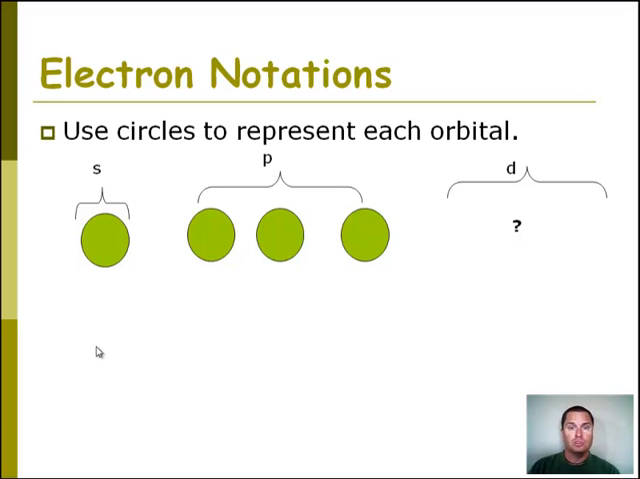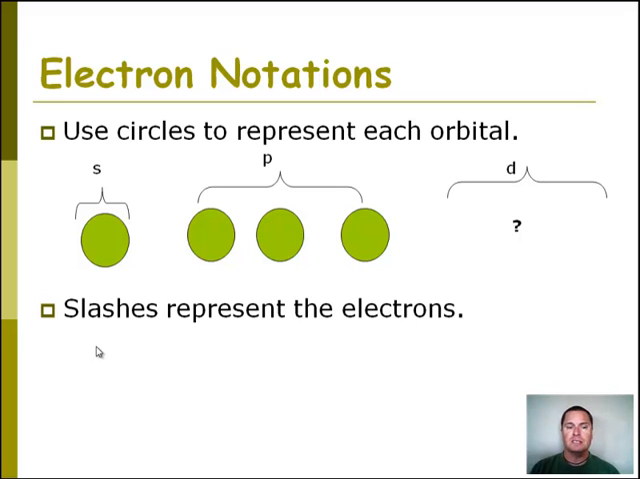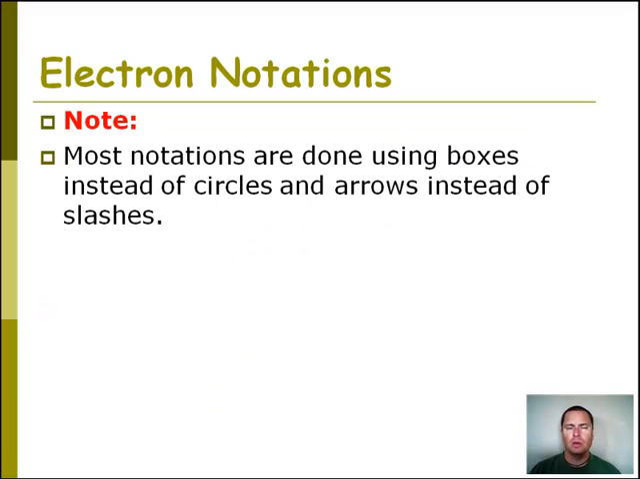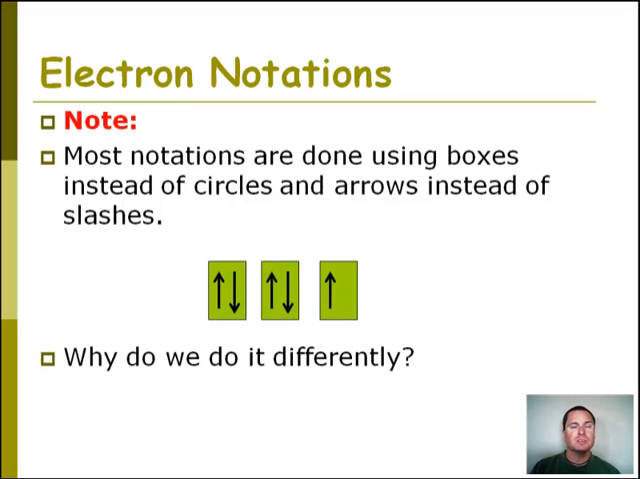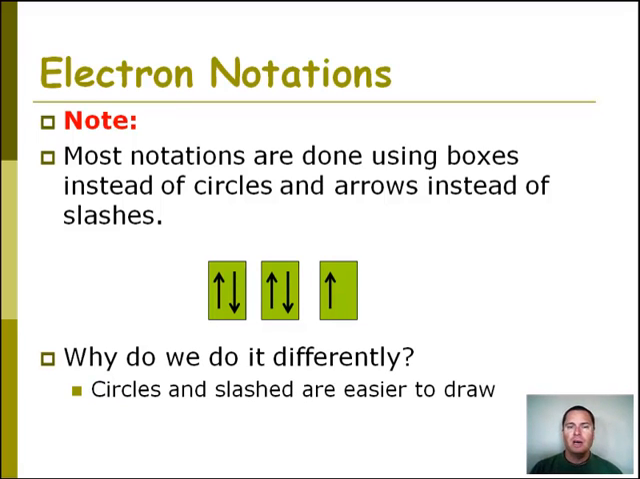The other part you have to be able to draw are slashes. Slashes represent the electrons. So in this example right here, this orbital would have 2 electrons, one spinning clockwise, one spinning counterclockwise. So pretty simple. Here's what you need to note though. Most notations done outside the class use boxes instead of circles and arrows instead of slashes. It looks something like this. So why don't we do it? Well, simply, circles and slashes are a lot easier and quicker for you guys to draw. So while we're using circles and slashes, most places will show it as boxes with arrows pointing up and down. They mean the same thing, we just do it slightly differently to make life a little bit easier for you.